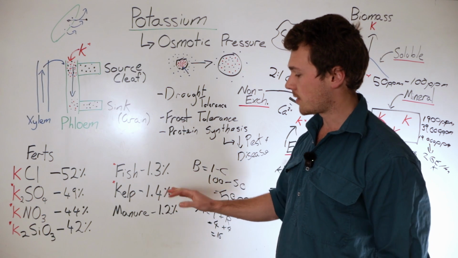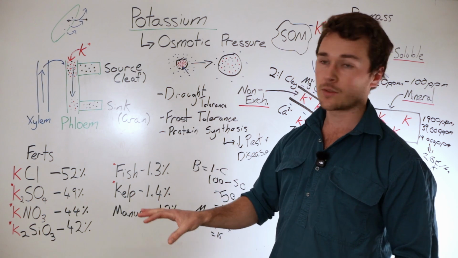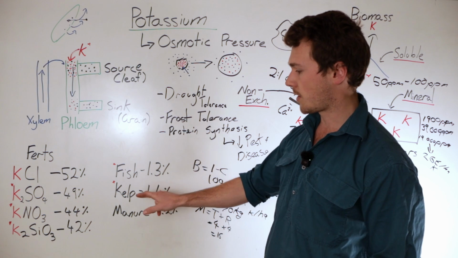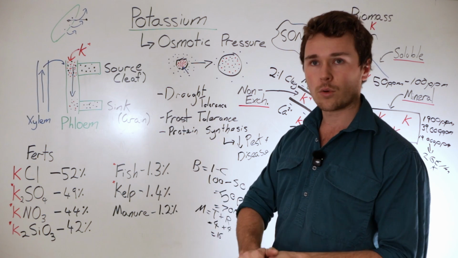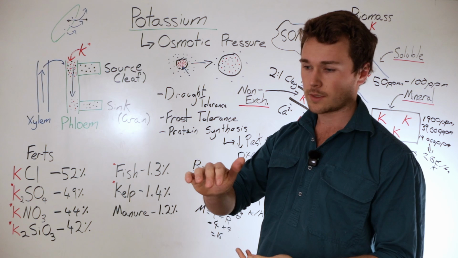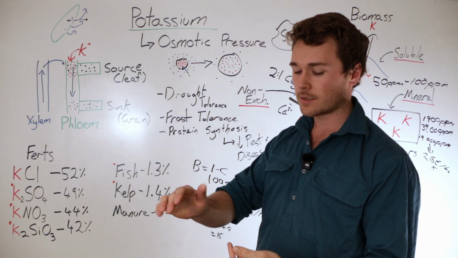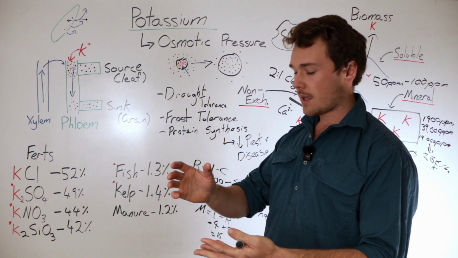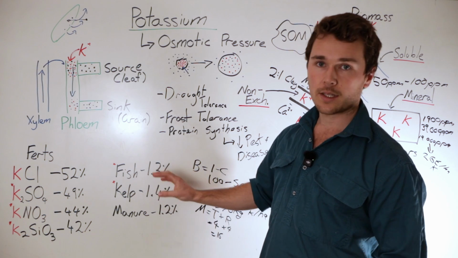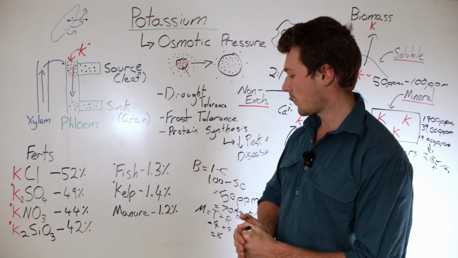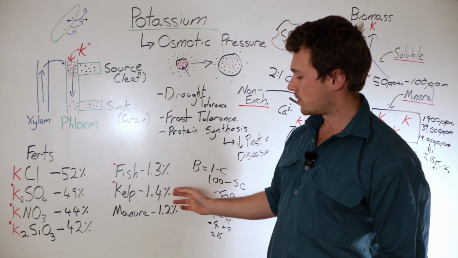Kelp's another good option. That's 1.4%, so slightly higher in terms of the potassium content than fish. You can also apply that as a foliar. There's a whole range of beneficial biostimulants and autoinducers and hormones that can stimulate the plant's development and growth, as well as microbial development.